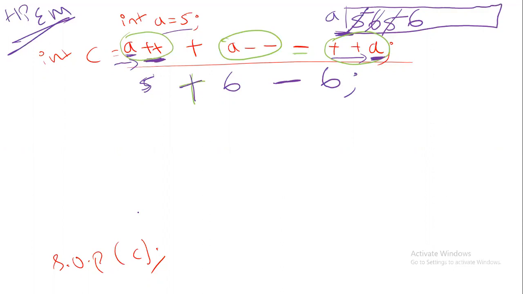Then next highest priority is from left to right. Plus and minus have the same precedence. That is why whenever there is the same precedence, you have to solve it from left to right. What is 5 plus 6? 5 plus 6 is 11. What is 11 minus 6? 11 minus 6 is 5. 5 will be our answer.